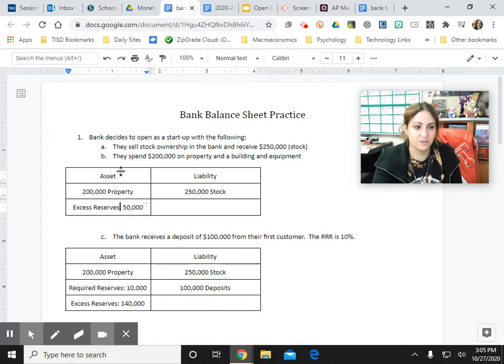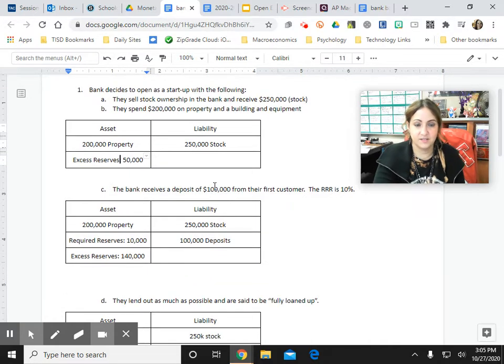And so that's our first step done because we did the $250,000 of stock in the liabilities. We spent $200,000 on property. We just kept the extra in reserves. The next scenario, same bank, same problem, is the bank receives a deposit of $100,000 from their very first customer. The required reserve ratio is 10%.